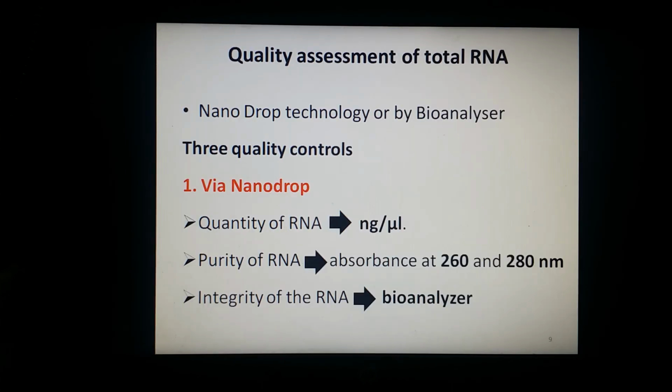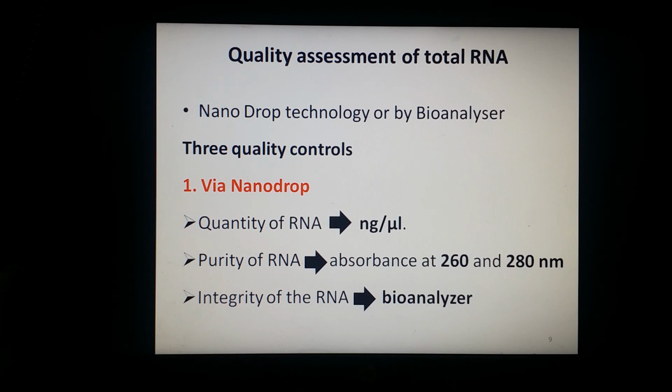Once the RNA is isolated, the next step is the quality assessment of the total RNA. To assess the quality of the RNA, two methods are used: nanodrop technology or bioanalyzer. There are three quality controls performed on isolated RNA. The first is via nanodrop, where the quantity of RNA is measured in ng per microliter. Here ng is the abbreviation of nanogram.